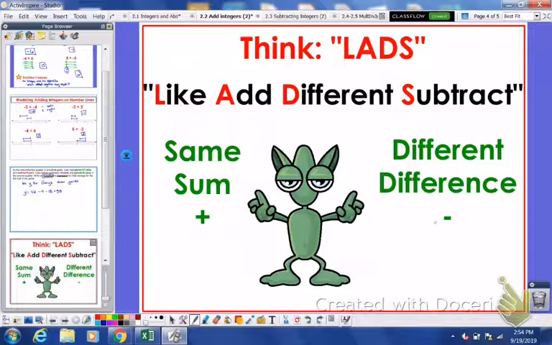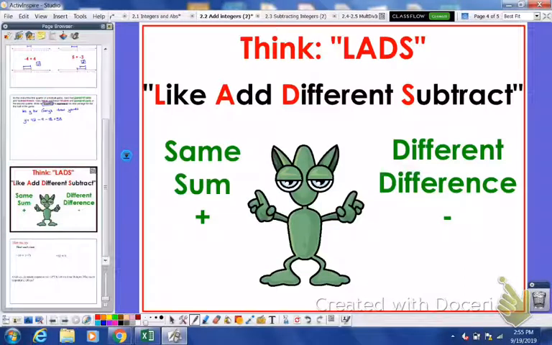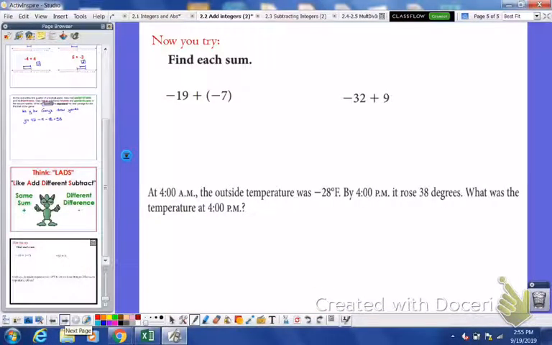So, give you a little bit of practice here. First thing I want you to do is find the sum. So what is negative 19 plus negative 7? And in our second one, what is negative 32 plus 9? Now, again, go back here and think about what we said. If they have the same sign, we're going to add our numbers and keep the sign. If they are different signs, then we are going to subtract. So try those out. We will discuss them more tomorrow as far as what those rules meant.